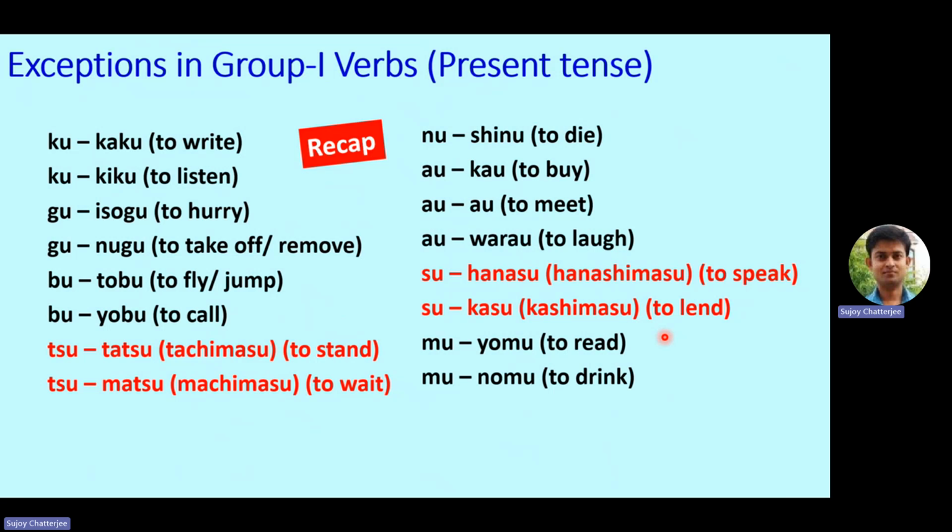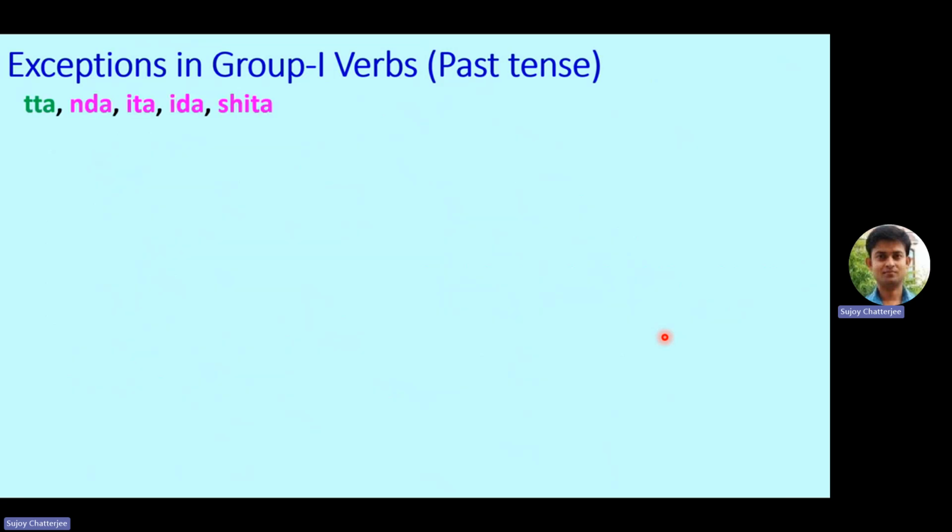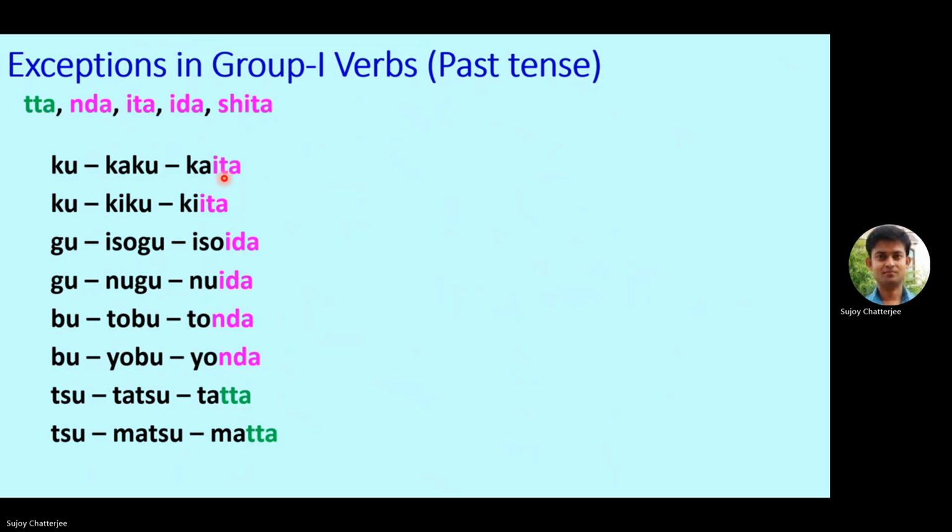But when it comes to the past tense form, there are several exceptions for these cases. As we just saw, past tense forms have the conjugations tta, nda, that is for yonda, then ita, shita, and also there is one ida. So we will see now for each of these what their past tense forms are.